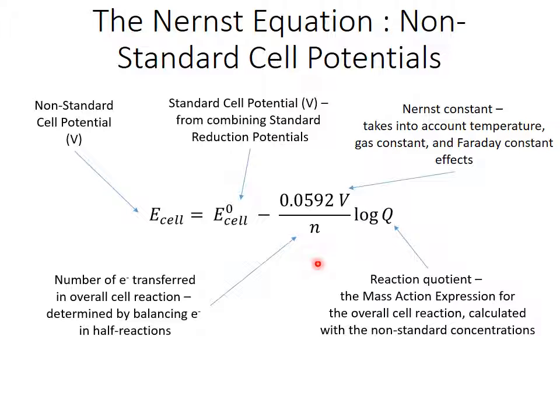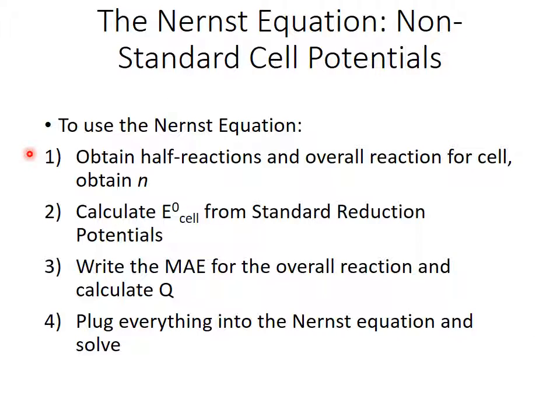Now, how do you use this whole big equation? Well, first, obtain the half reactions and the overall reaction for the cell. This will let you obtain N and the standard reduction potentials. Second, you'll calculate your E0 cell from those standard reduction potentials using E reduction minus E oxidation. Number 3, you'll write the mass action expression for the overall reaction and calculate Q. And then the last step is to plug everything into the Nernst equation and solve. Let's see this in action.